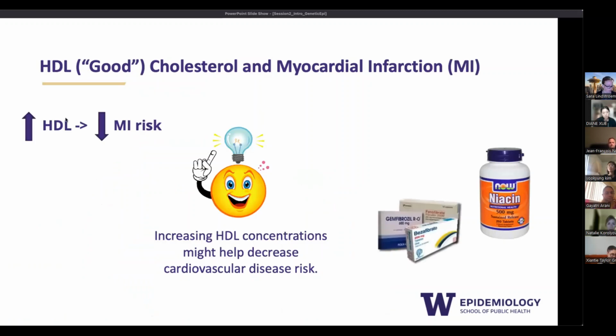So the example I want to give here is HDL, which is the good type of cholesterol, and myocardial infarction. There has been an inverse association between HDL cholesterol and MI for quite some time. This triggered people to be interested in whether, if you take a lot of HDL supplements, that would help decrease your cardiovascular disease risk. That didn't really turn out the way we wanted.